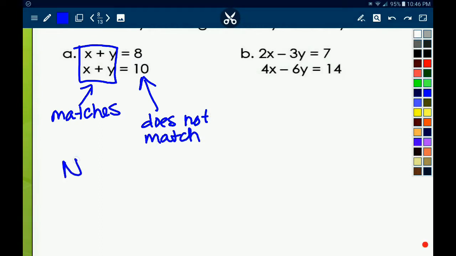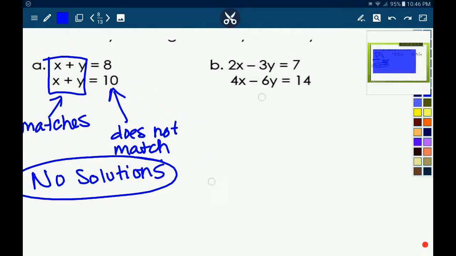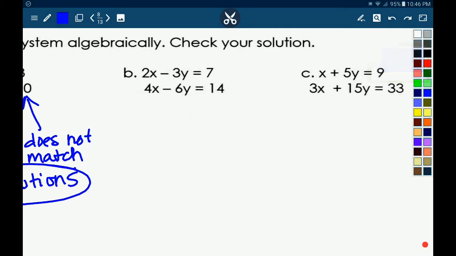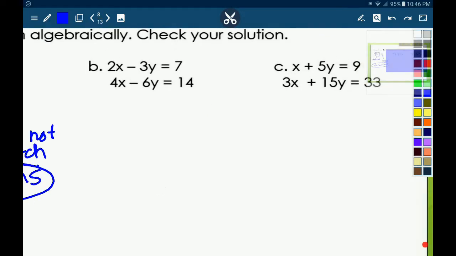This means there are no solutions. Okay, so keep that in mind when you're solving. I know we've done the no solutions, infinite solutions thing a lot, but we need to make sure that's always in the back of our head. When you're solving a system, you could have one solution, and that's going to be when you find the answer, but you should always keep in mind the option of having none or infinite. So let's take a look at part B.